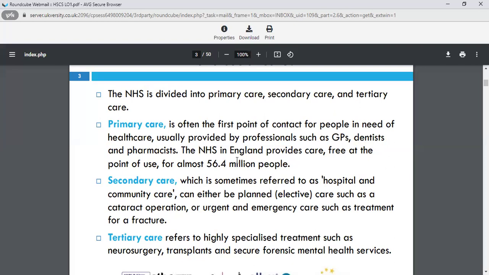Otherwise, the GP could also refer you to the pharmacist. In that case, it becomes easier for the GP's job to refer you to the pharmacist, and the pharmacist would then prescribe you medication. Their role lies there. The NHS in England provides care which is free at point of use for almost 56.4 million people.